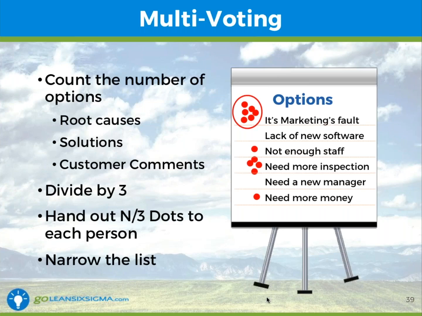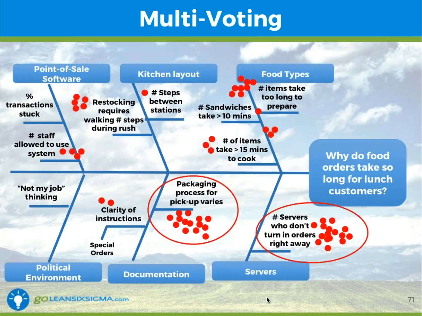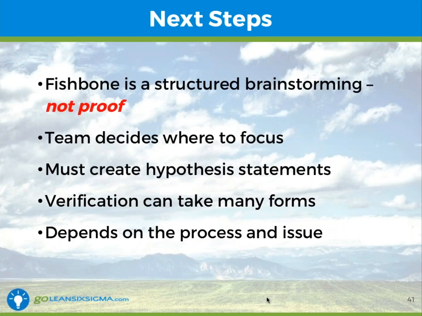But actually, let's get back to the real one. For the Bahama Bistro, they picked out these two big vote getters. They said the packaging process, we think that's a big one, and then the servers not getting their orders turned into the kitchen right away. We want to tackle those. Fair enough. So then what, right? The Fishbone is just brainstorming. Then what? Well, we've got to decide where to focus. We've got to create a hypothesis statement, and then we've got to verify it. And that can be a bunch of different methods. It depends on the process and the issues.